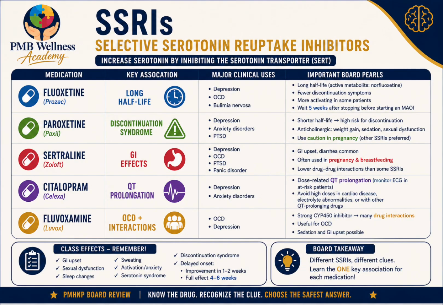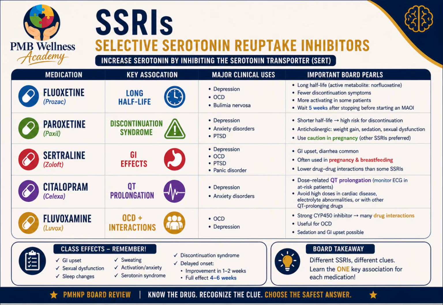This matters on boards. If a patient has taken an antidepressant for only a brief period, is tolerating it, remains safe, but has not yet had an adequate therapeutic trial, immediately declaring treatment failure and switching medications may be premature. Now you want to separate the SSRIs because each one has an association I want you to recognize.